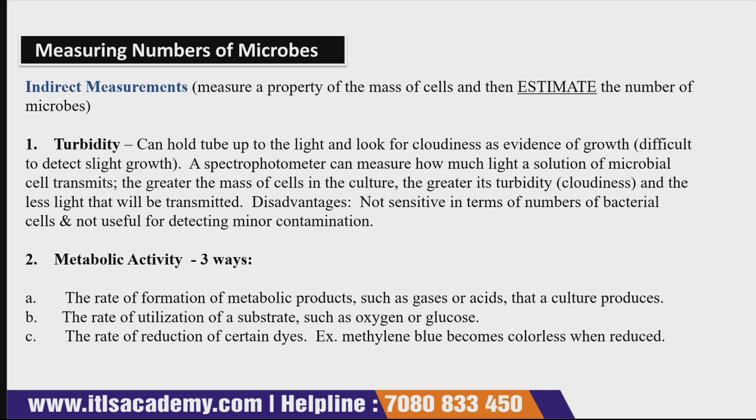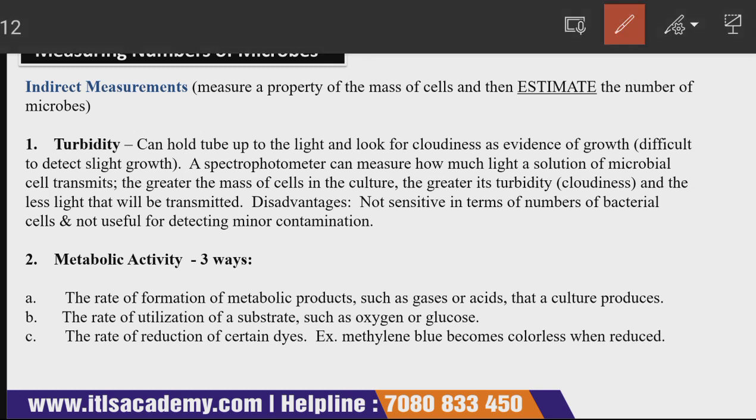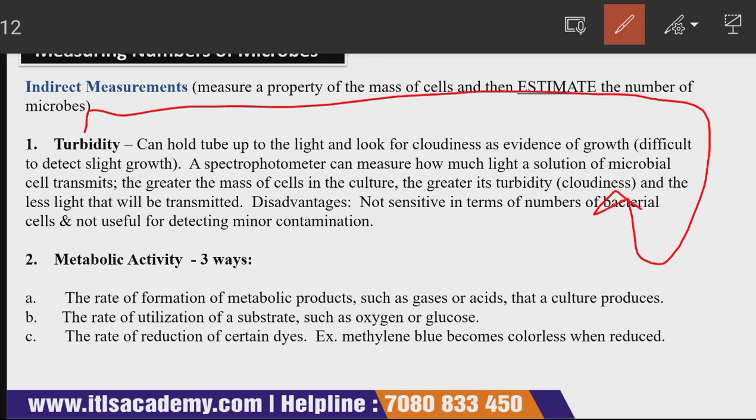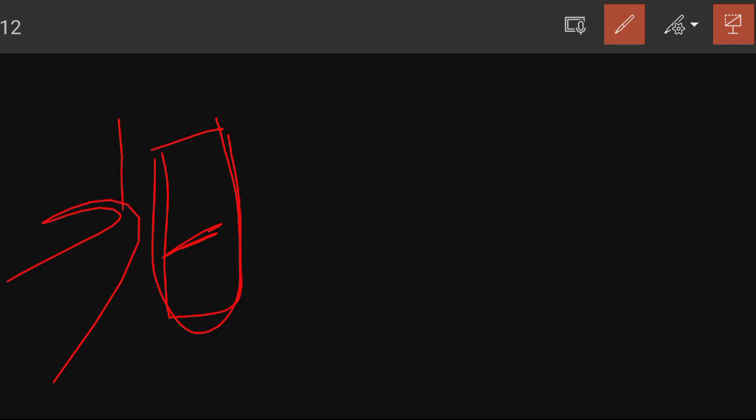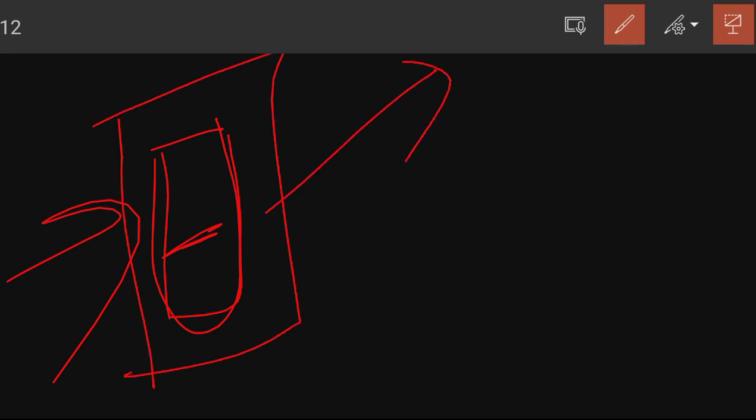Turbidity is defined as the cloudiness. You hold a tube up to the light, like this test tube. To check the turbidity, you hold this test tube against the light.